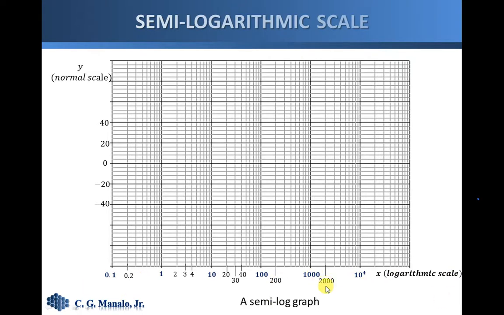It is called a logarithmic scale because if you get the log of the major divisions, so log of 0.1 is negative 1, log of 1 is 0, log of 10 is 1, and so on, you actually get the normal scale. On the other hand, the vertical scale is still the normal scale. It is not a logarithmic scale. Therefore, we call this graph a semi-log graph because only one scale is shown as a logarithmic scale, which in this case is the horizontal scale.